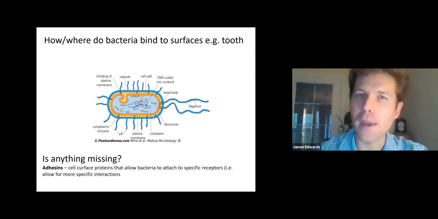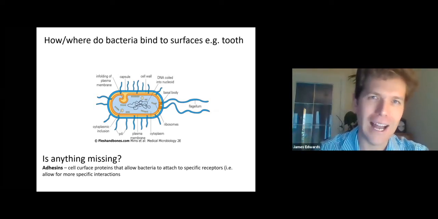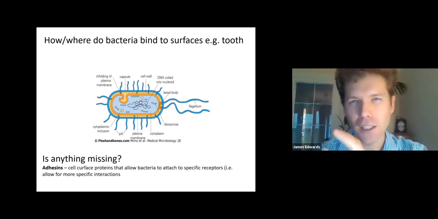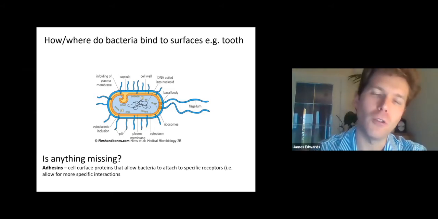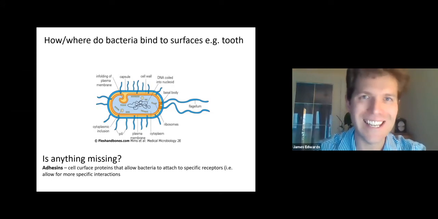And they tend to be more cell surface or cell type specific, allowing bacteria to stick to and colonize particular types of cells or particular surfaces within the body. So, for example, oral bacteria which can colonize the tooth and can colonize the gum do so because they can bind to and stick to those surfaces in the first place.